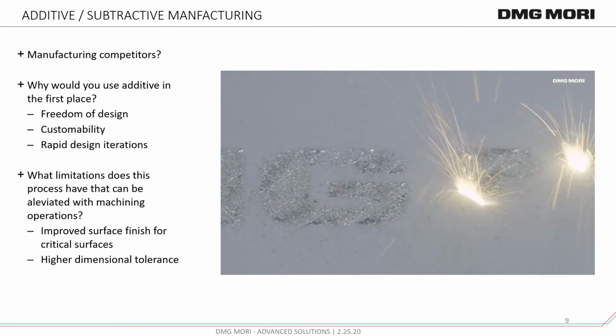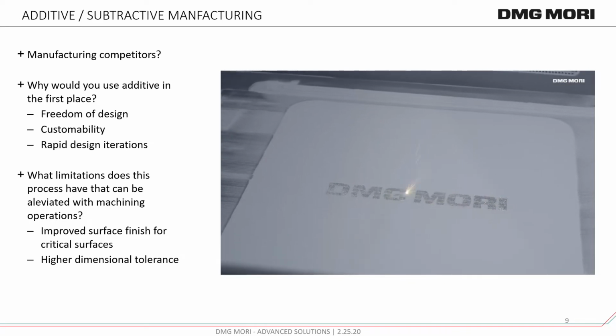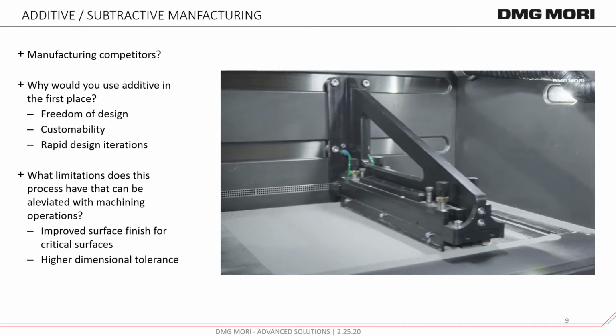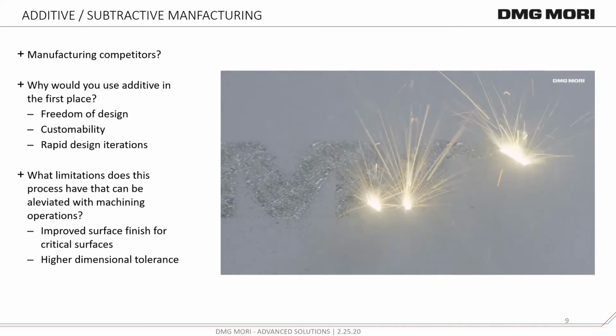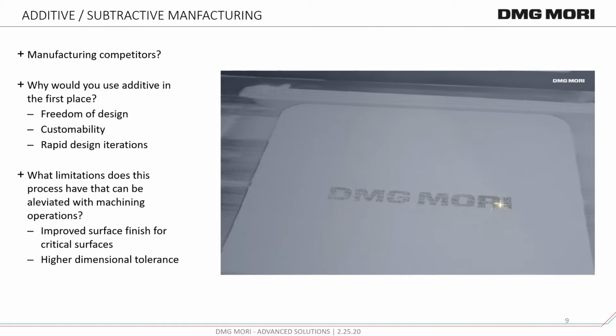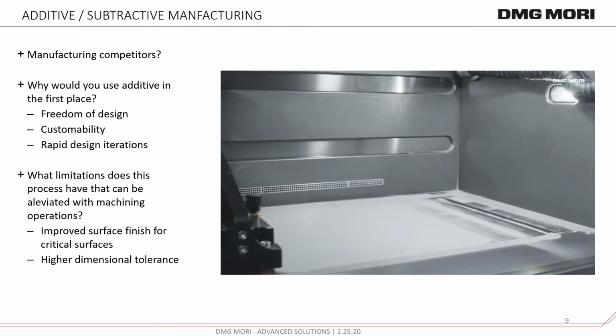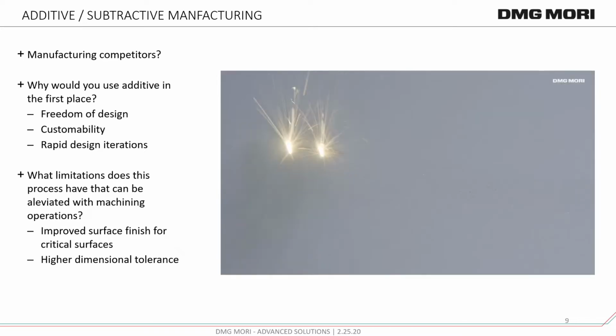So why would we use additive in the first place? In a general sense, this isn't a comprehensive list by any means, but for freedom of design, what I mean by that is essentially you can make very, very complex geometries and features because you don't need to worry about tool access like you would in a subtractive platform.